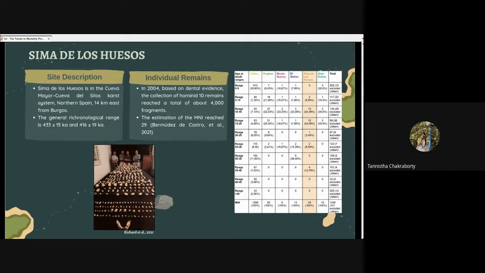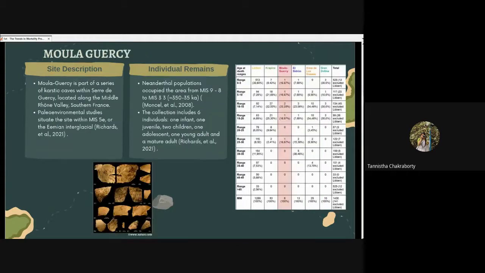The same methodology that has been used in Grandolina for the age of death estimation has also been used for Cimadalosis. There are debates regarding the number of individuals, but according to the most recent publication, the total number of individuals is 29. Next slide, please.